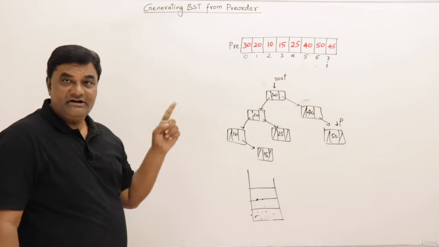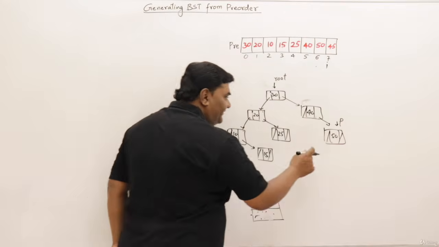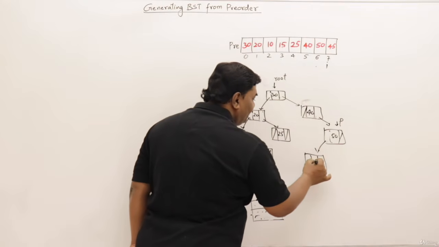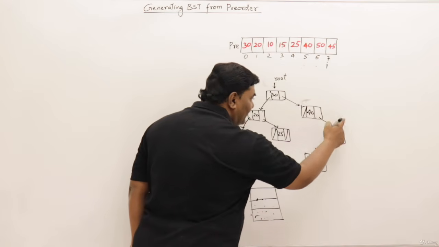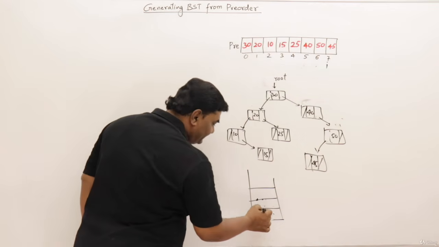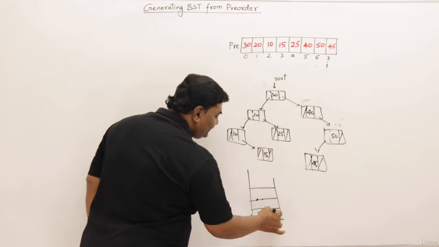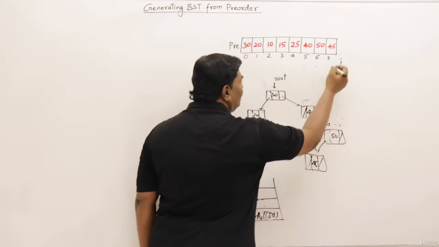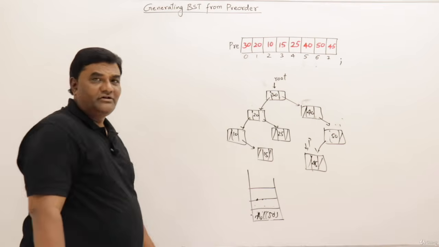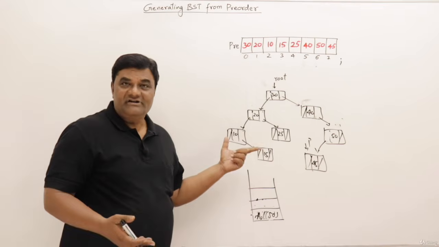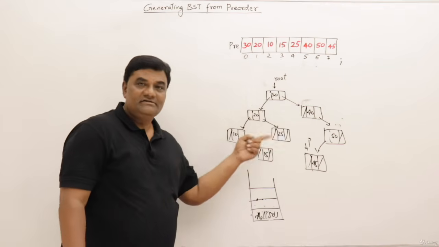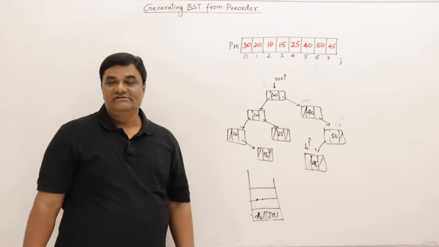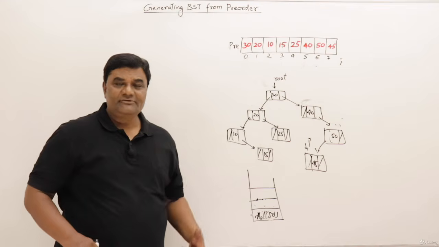Now next element is 45. 45, is it less than 50? Yes, it is less than 50. So insert here 45 and link it and push the address of 50 in the stack. Address of 50 is pushed into the stack. Bring P here. Move I. I has reached the end of the pre-order. So the procedure ends and we got the result. So we have reached the end of an array and we got the result. So that's all. This is the procedure.